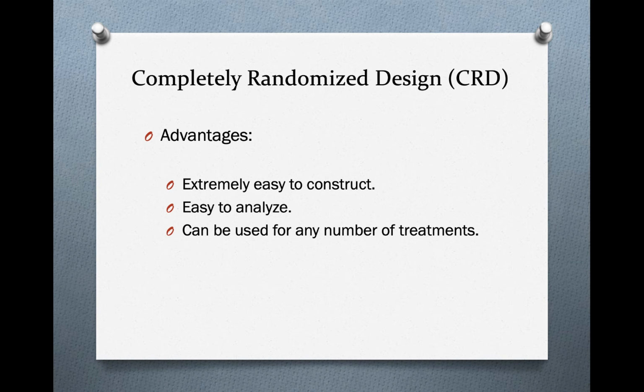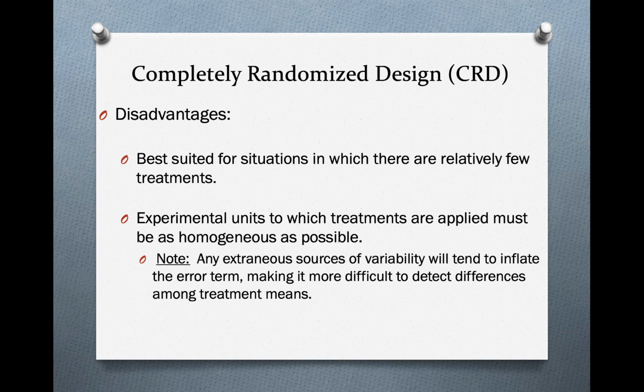So some of the advantages to this CRD is that they are very easily usable. And so it's easy to construct, easy to pull together, the data is easy to analyze, and it can be used for any number of treatments. Some disadvantages are that the completely randomized design is really best suited for research situations where there are a few treatments. So, like probably 1 to 5 treatments is going to be the best size for a completely randomized design.